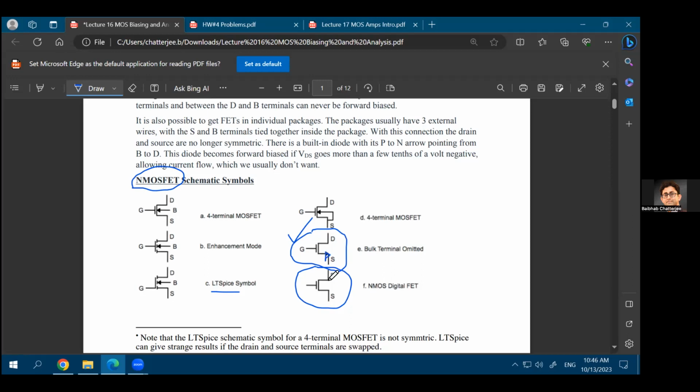In digital logic books, you'll also see this symbol being predominantly used, so that's also fine. But if you're using this without any kind of arrow, you might get a little confused about where is the drain, where is the source, and that's why I'll prefer this symbol more over the last one. Okay.